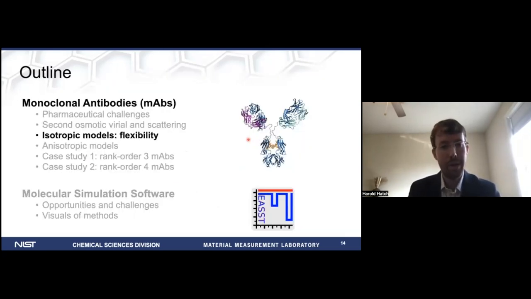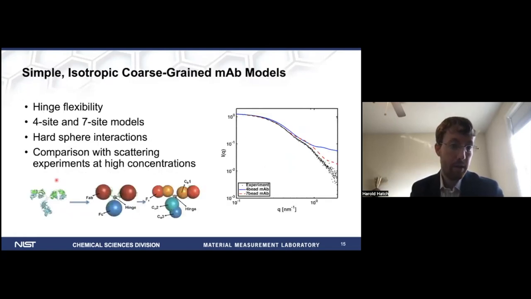All right, so first I'm going to introduce these isotropic models that capture flexibility and the maximum packing of antibodies. So remember that antibodies have these three domains that are flexibly connected by this hinge. And so one of the simplest models that we could think of for modeling an antibody, besides just modeling it as an entire sphere, is modeling each domain as a sphere and connecting them with a flexible hinge region. And so we could improve this model by modeling each domain as a collection of spheres. For example, here, one of the domains is modeled by two spheres instead of one.